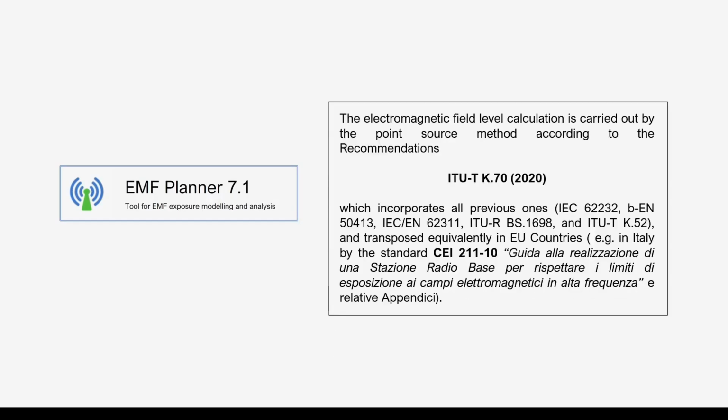The electromagnetic field level calculation is carried out by the point source method according to the Recommendations ITU-T K.70 2020, which incorporates all previous ones and transposed equivalently in EU countries, for example in Italy by the standard CEI 211-10 and its appendices.